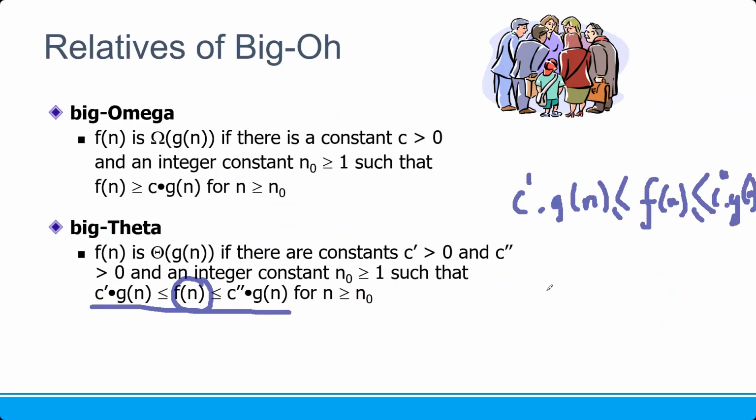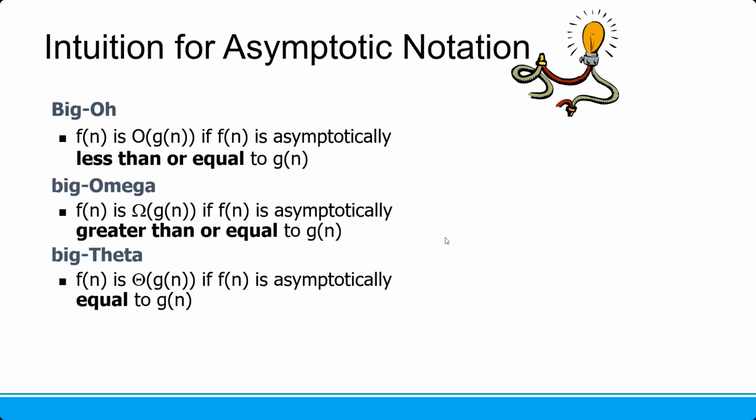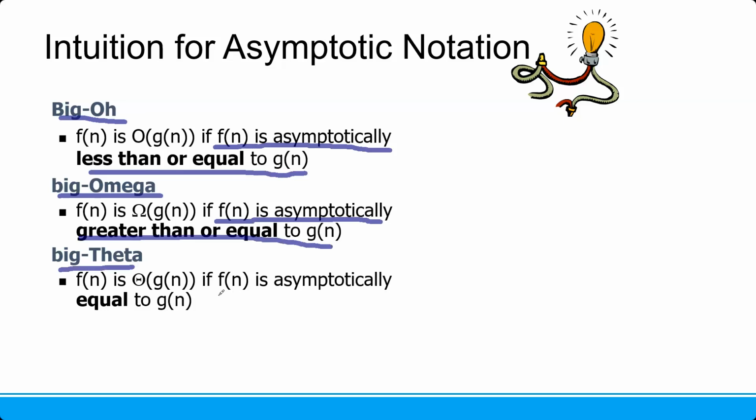Maybe for easy understanding, we can just say that f(n) equals c·g(n). So not more than g(n) and not less than g(n). So this is the simple intuition. When we use the big O, it means f(n) is asymptotically less than or equal to g(n). If we use big omega, f(n) is asymptotically greater than or equal to g(n). And if we use big theta, it means f(n) is asymptotically equal to g(n).